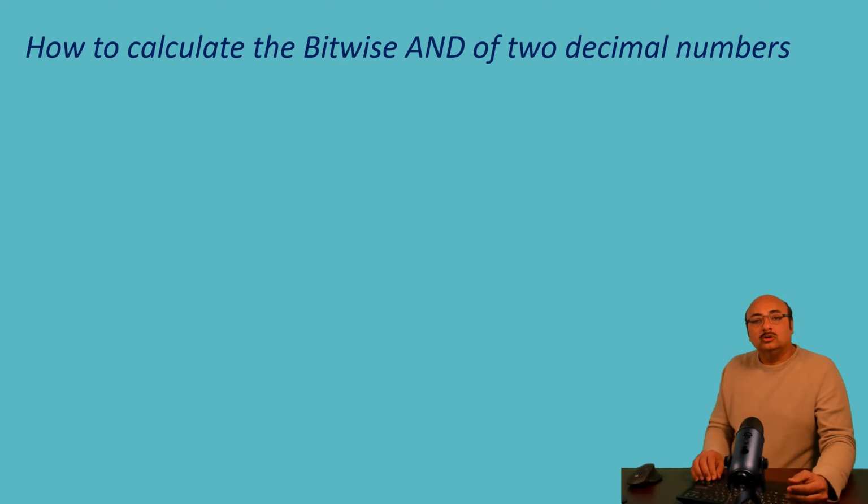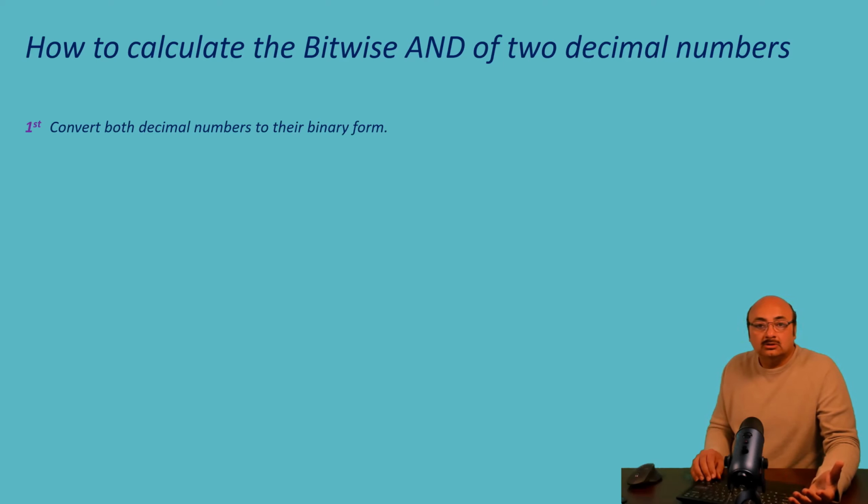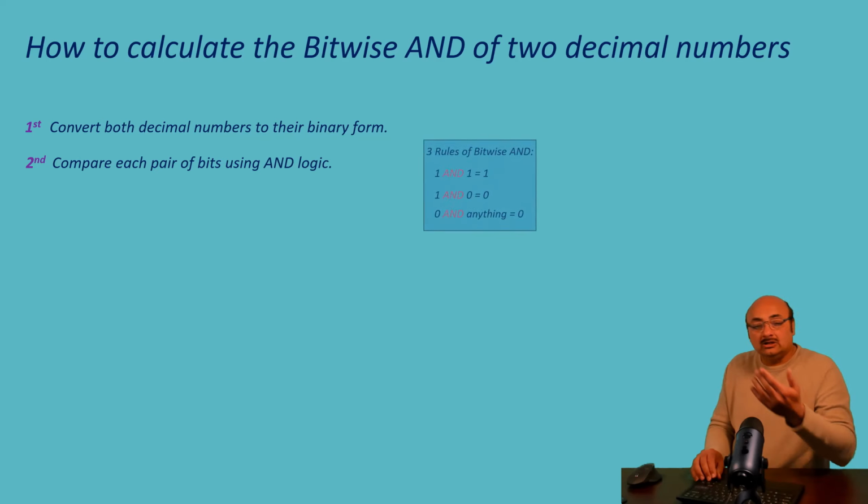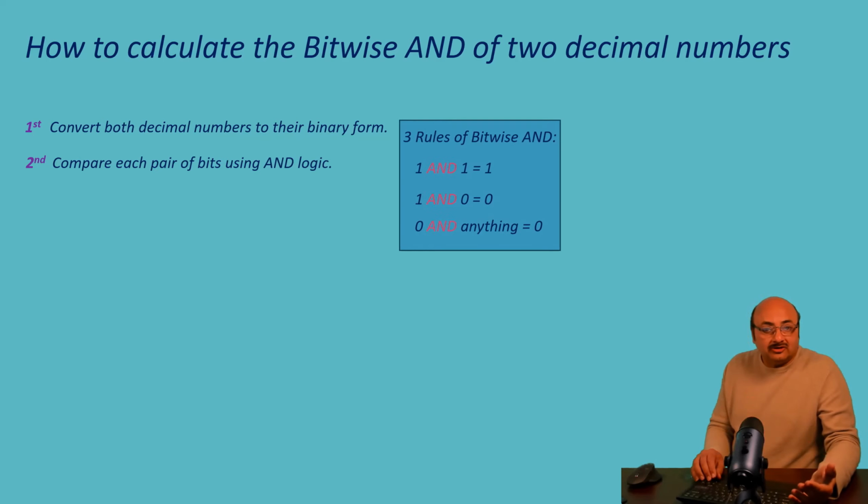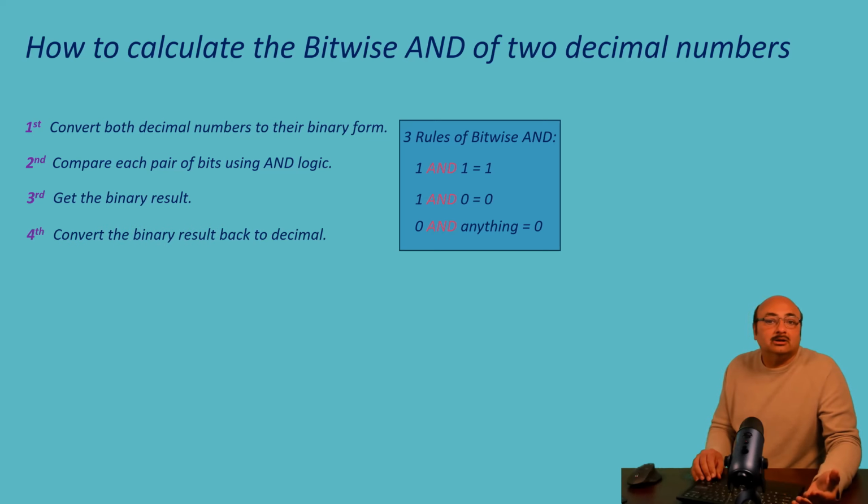But how about, to begin with, instead of having binary numbers, we have decimal numbers? Nothing difficult. Simply convert the decimal numbers into their binary equivalent. Now that we have the binary equivalent, perform a bitwise AND between the two bit by bit using the 3 rules, and then when you have the result, convert the result back into decimal.